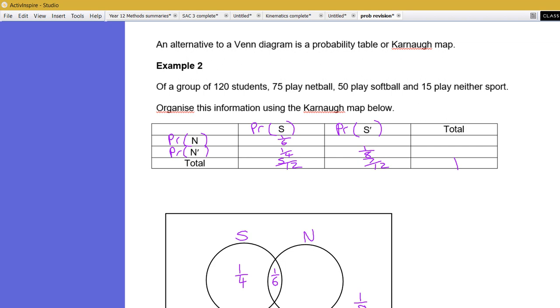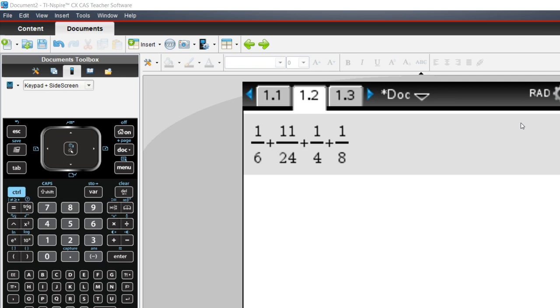And we know that these two here add to 3 in 8, so this must be 5 in 8 there, and then doing some nifty fraction work, we end up with 11 in 24 in that cell, which can be transcribed over here into this one. So netball but not softball is 11 on 24. And if you put that into your calculator, these 4 fractions should all equal 1. So there you go. They all do add to 1, so we can be confident that it's all okay.